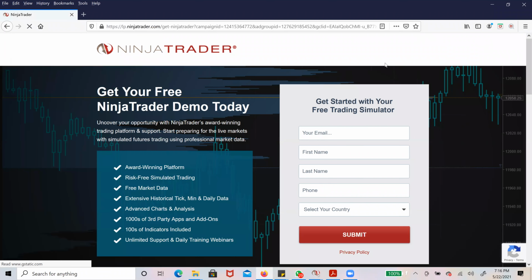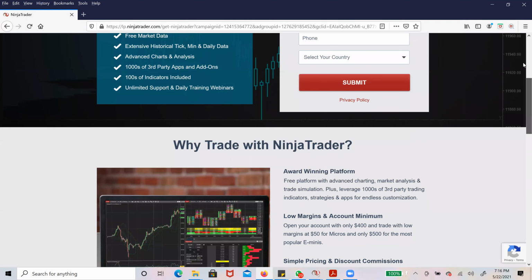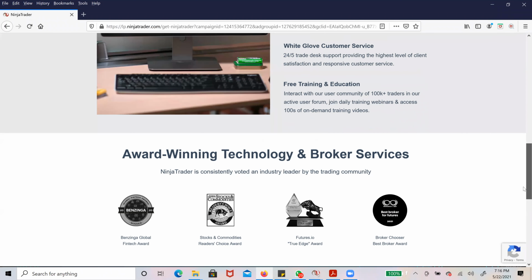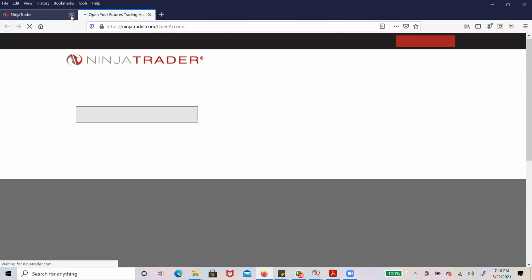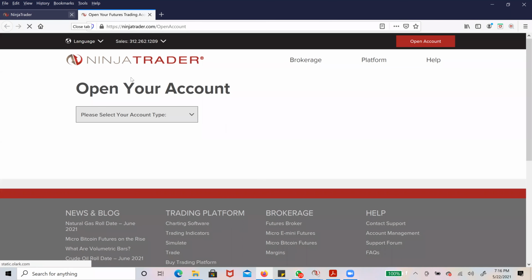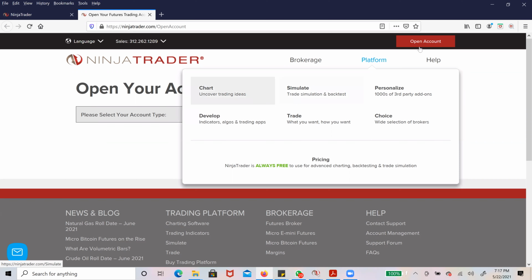So this is the website where you can initially buy just a regular platform. You can go for a free account. Initially you can just open an account with them. They will send you the simulation account. You can practice for 30 days and get comfortable with the platform and everything. And after you feel comfortable, you can always buy the platform directly.